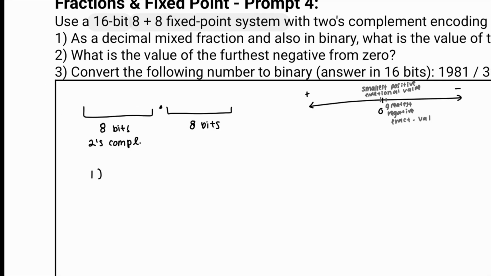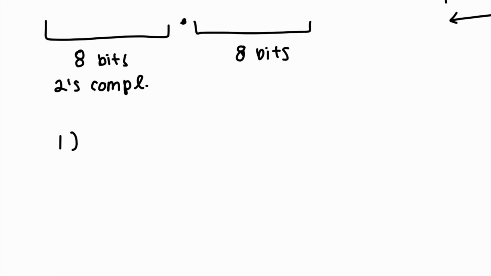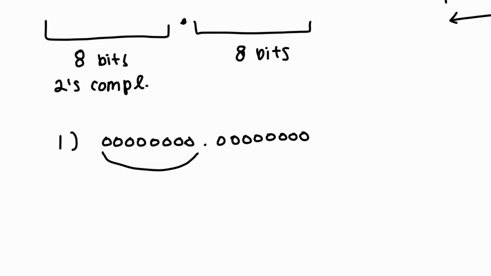An easy way to solve this is if we look at our final answer, we'll have 8 bits for the whole number side and then 8 bits for the fractional side. To get the smallest fractional value, we can totally ignore the whole number part and then go over to our fractional part and look at what is the smallest value we can make with our fractional bits.